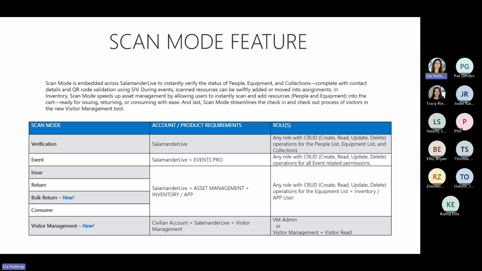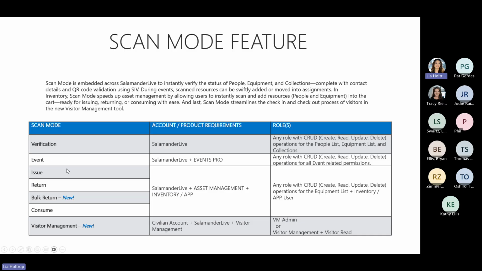User access to each of the scan modes is based on assigned products and role permissions. I have a chart here that walks through each of the scan modes, the account and product requirements, and then the roles that you're going to need in order to get access to each of these scan modes. For verification, you're going to need just a standard SalamanderLive account. So it's available to everybody. For roles, you just have to have a role that allows you to create, read, update, delete operations for the people list, equipment list, and collections. Because verification, you're able to scan people, equipment, and collection barcodes.